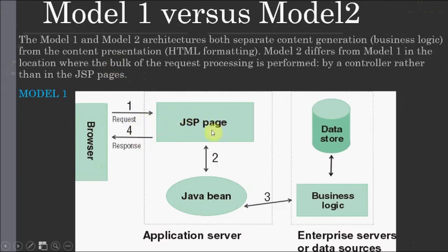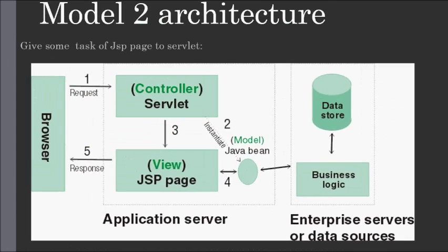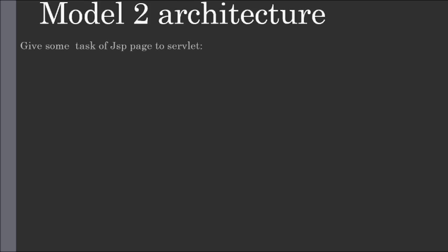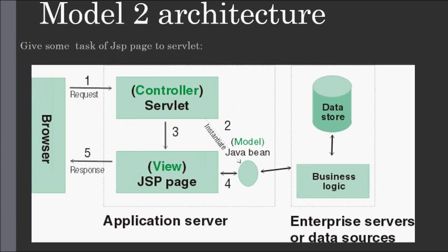Here, model and view: all the work of control and view is done by the JSP pages, and this is the model part. So this is Model 1: all the controller work and view work is done by the JSP pages. What is the Model 2 architecture? In Model 2 architecture, some tasks of the JSP pages are transferred to the servlet. Let's look at this.